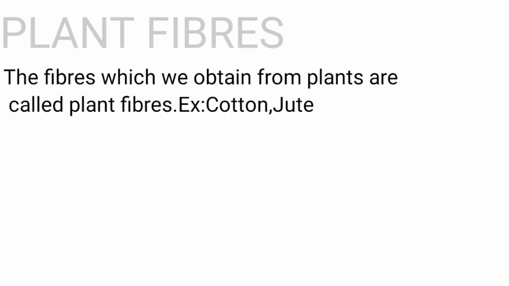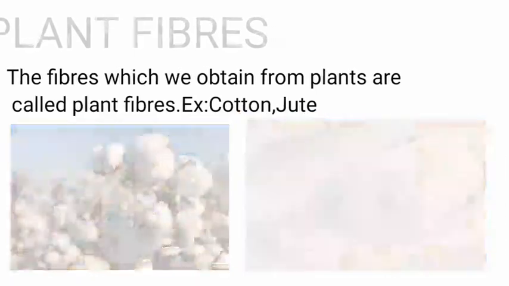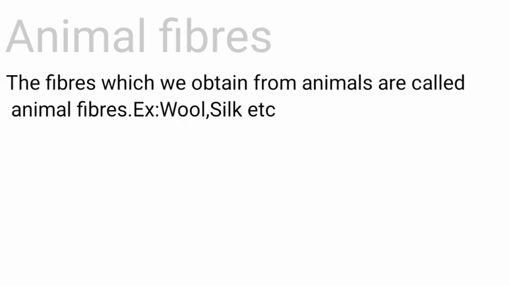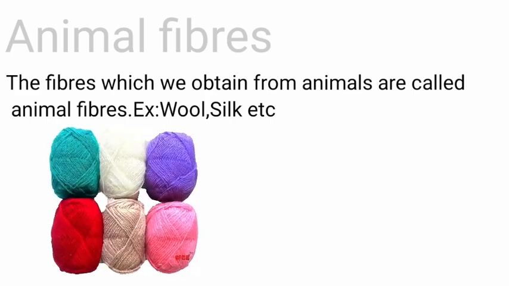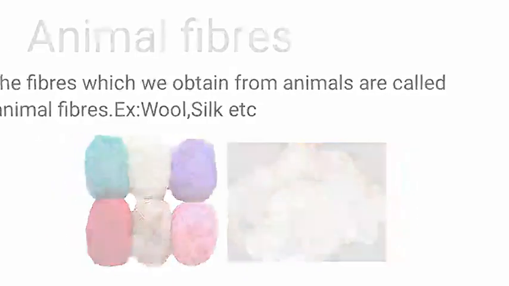The fibers which we obtain from plants are called plant fibers. For example, cotton, jute, etc. The fibers which we obtain from animals are called animal fibers. For example, wool, silk, etc. In this class, we will discuss an animal fiber, that is wool.